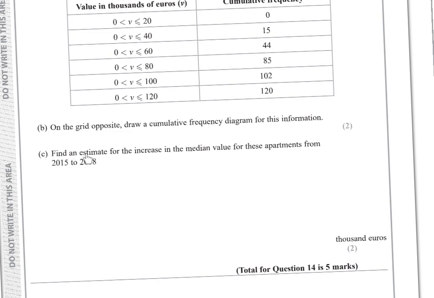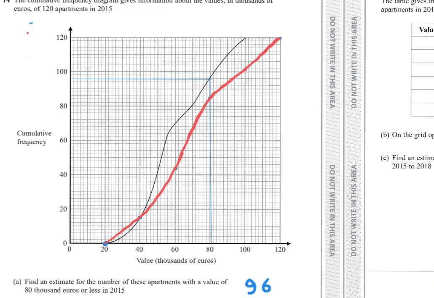Now C, find an estimate for the increase in the median value for this apartment from 2015 to 2018. So we need to find the median in 2015 and the median in 2018, then subtract to find the increase. To find the median in 2015, multiply 120 by 1 over 2, you get 60. Now from 60, draw a horizontal line till you reach the curve for 2015, then go down. You get the median.